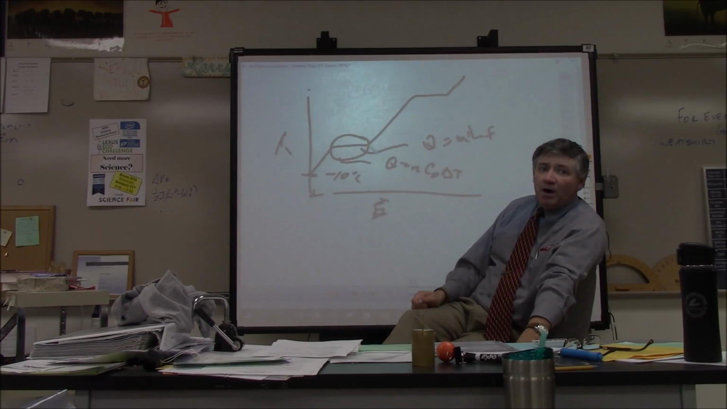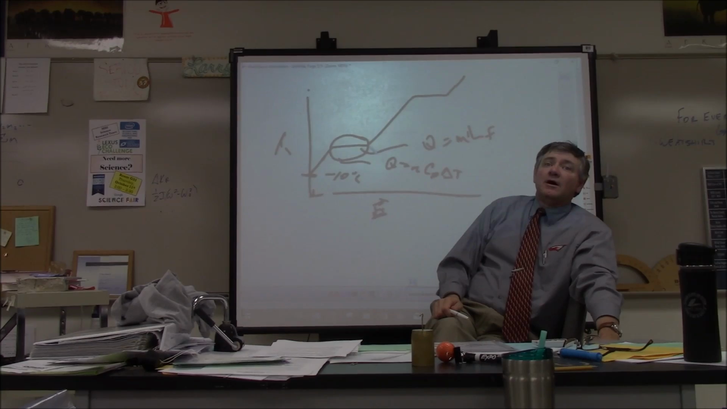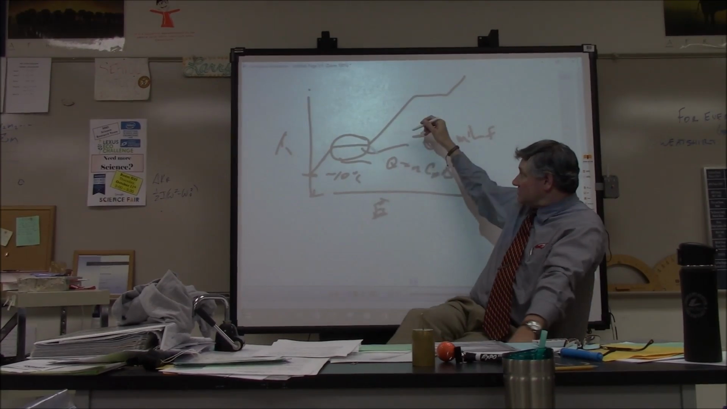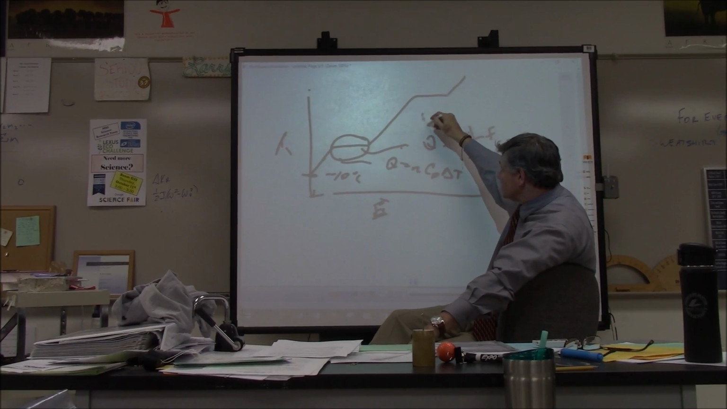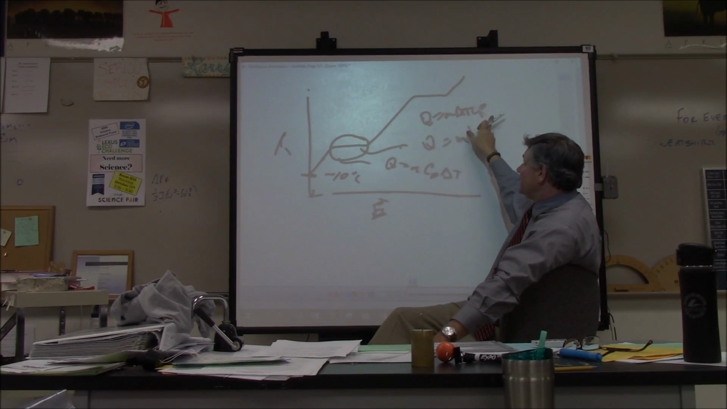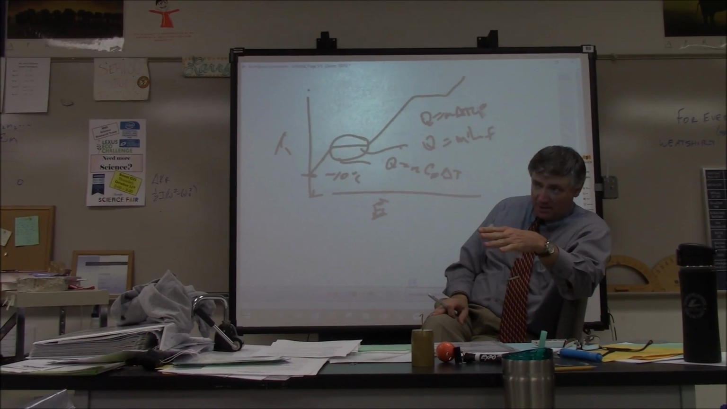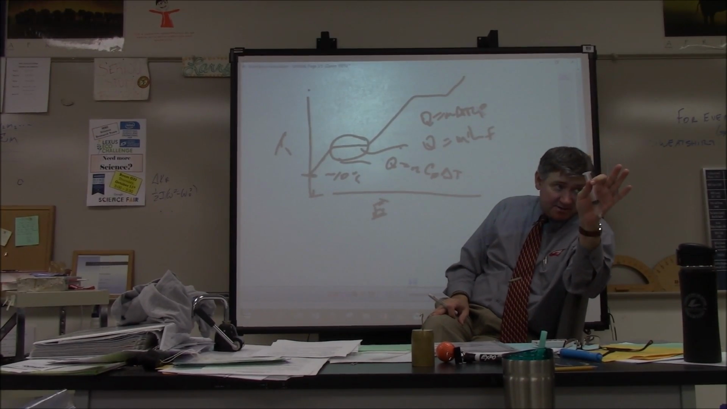Now, after it's all melted, then what are you going to do? Raise it up to 100. You've got to raise it from 0 up to 100. So now you're going to use Q equals m c sub P delta T again, but now you're going to use the specific heat of liquid water. So that's going to be your third calculation.